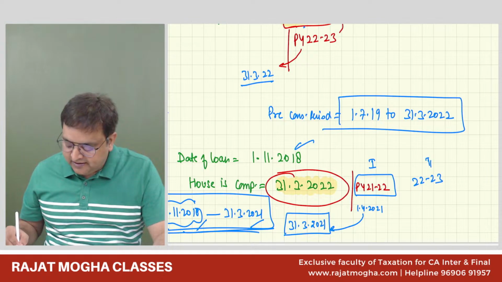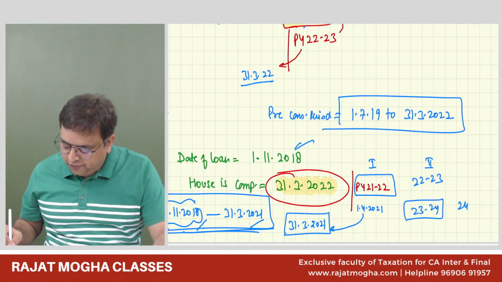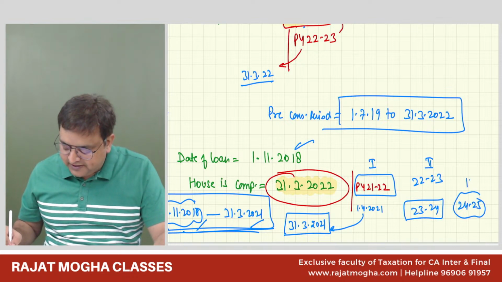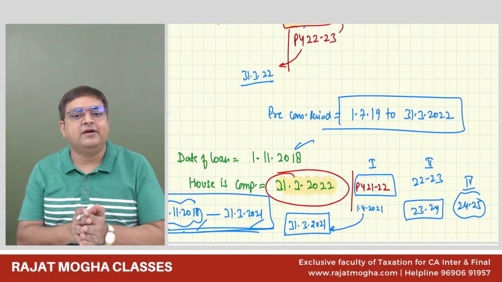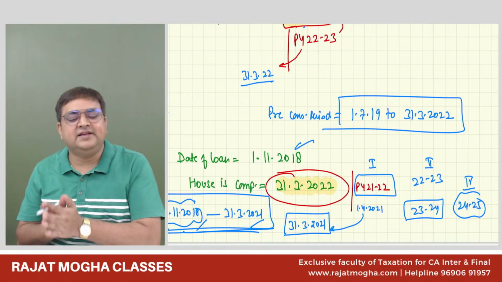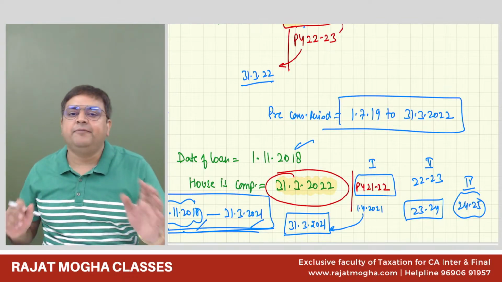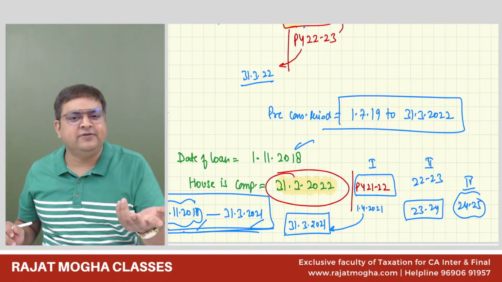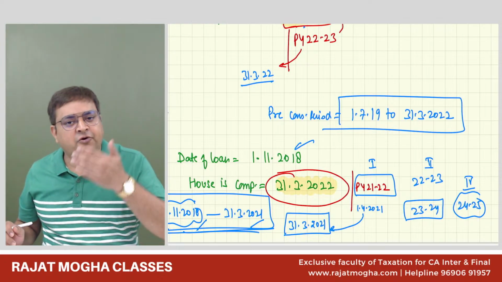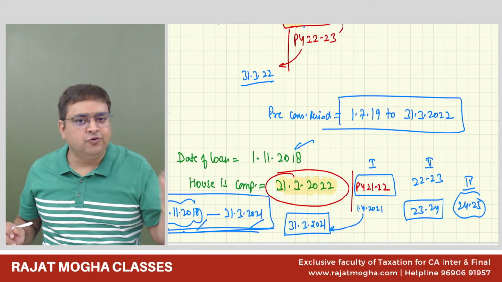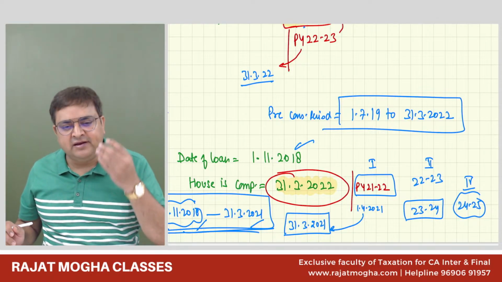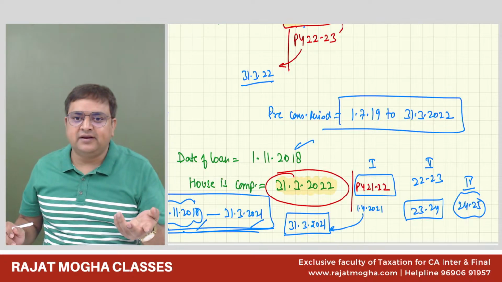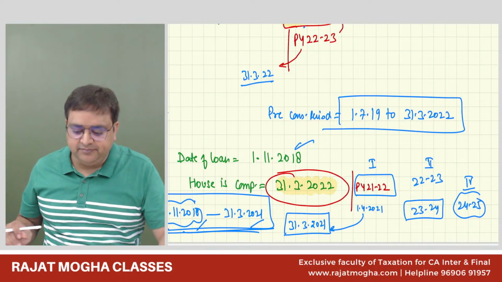So 21-22 is the first year, 22-23 is the second year, 23-24 is the third year, and 24-25, our year, is the fourth year. If our year is the fourth year or fifth year, we are okay with it. But if this would have been the 6th year, 7th year, 8th year, then we don't take pre-construction period. Why? Because it is allowed in 5 years. If 5 years are already over before our year, we will not take pre-construction. But if we are in the first, second, third, fourth or fifth year, then we have to allow 1/5 of the pre-construction period also.